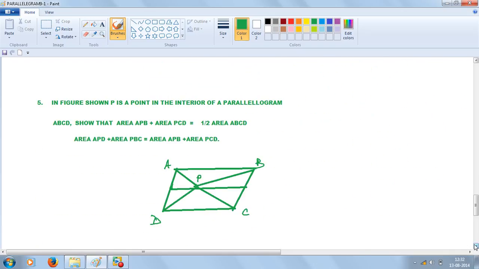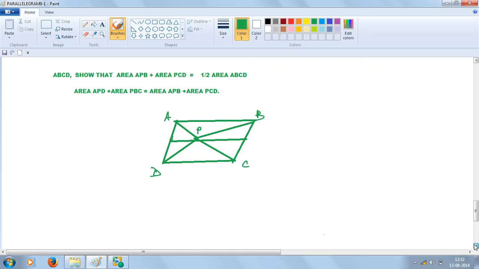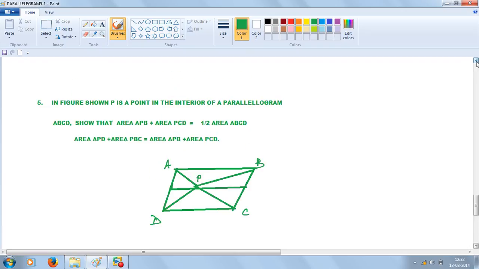So we'll go to the next problem. In a parallelogram, we have a special property. In the figure of the next problem, P is any point inside the parallelogram. You just join PA, PB, PC, PD. So we will do a construction. We draw a parallel line EF.